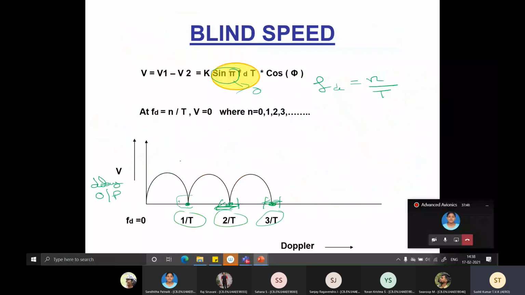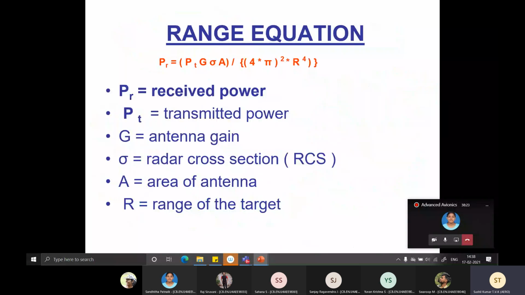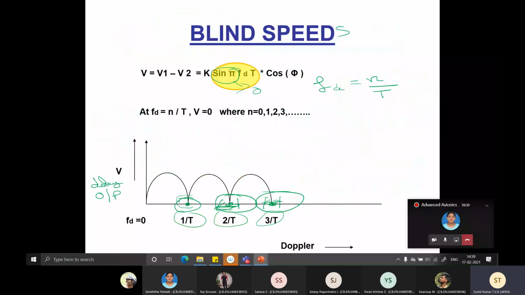The problem with this delay line canceller is that whenever Fd is n times 1 by t, the output becomes 0. At these points, you're not going to get any output. That's why it's also called blind speed. Literally, it means the radar is blind to aircraft flying at those speeds. It's not just one particular speed, but different speeds. Then you get into this limitation of missing even moving targets.